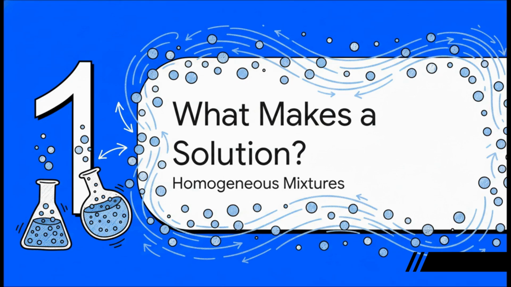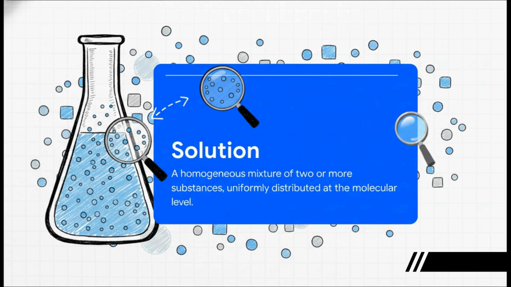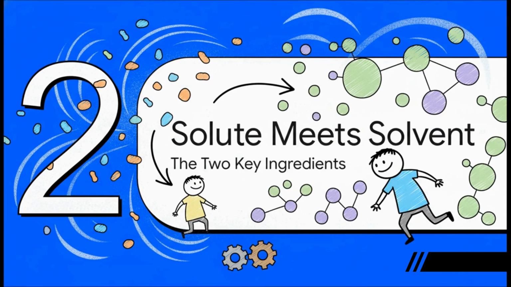To really get it, we've got to first understand what a solution is at its most basic level, and it all boils down to this idea of a homogeneous mixture. Okay, so what is a solution? It's a homogeneous mixture. Now, that word homogeneous is the absolute key here. It just means that the mix is perfectly uniform all the way through. Think about stirring salt into water. Once it's all dissolved, you could take a drop from the very top or a drop from the very bottom, and they would taste exactly the same. That's a solution.